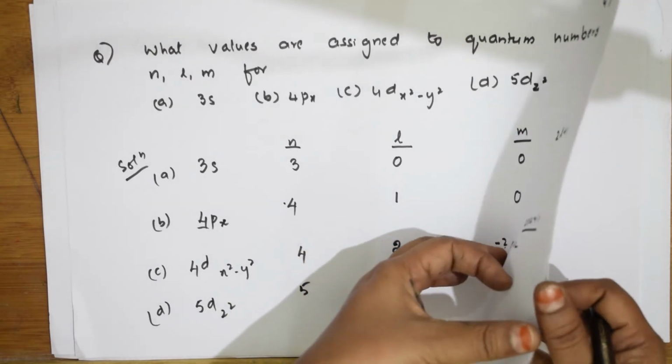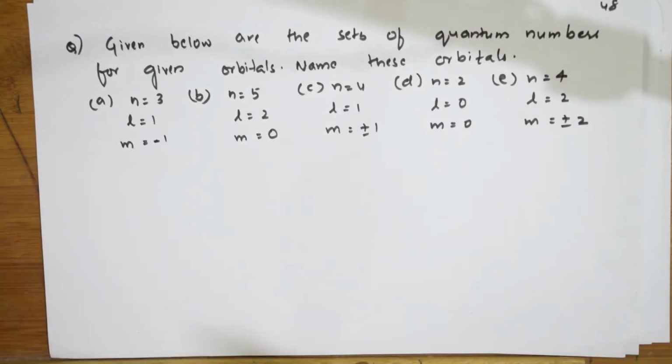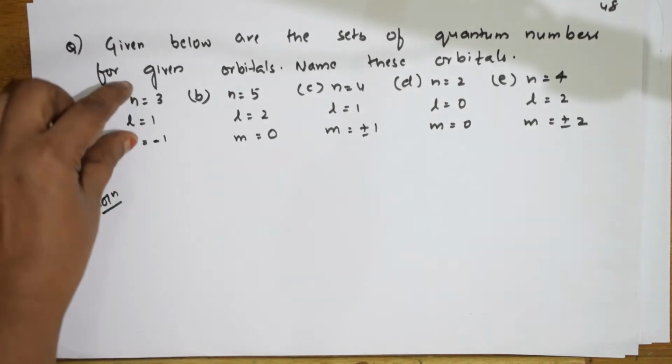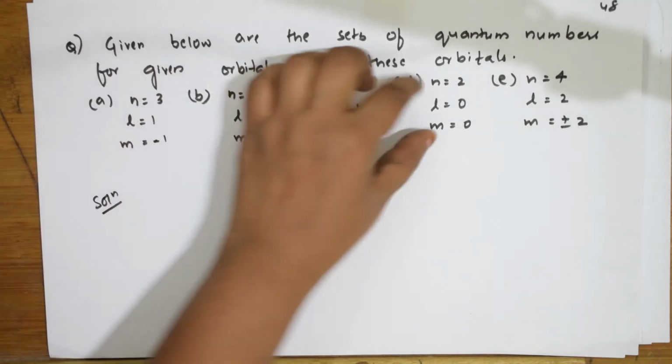Now let's come back and do the next numerical, which is based on quantum numbers. Fine, let's take out the next page. So what do they give me? Given below are sets of quantum numbers for given orbitals. Name these orbitals. So I have to name the orbitals. Right, simple, nothing big. Here they've given the sets as A, B, C, D, and E.